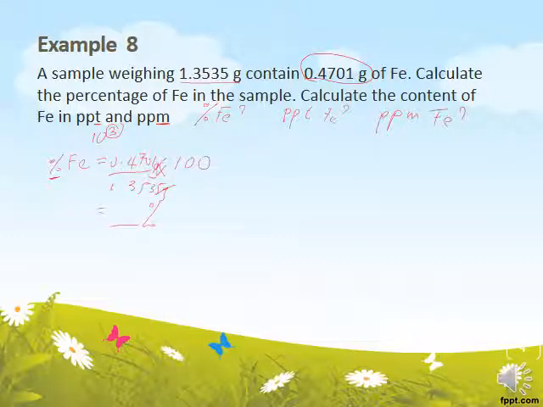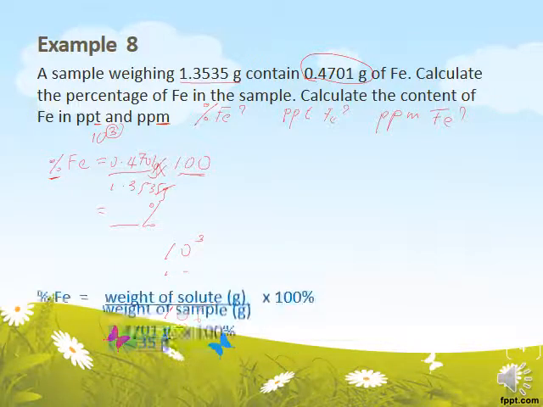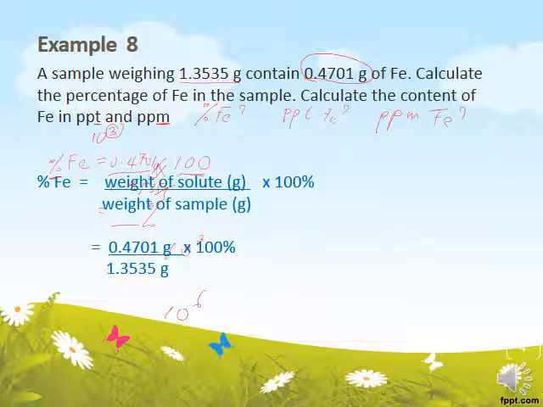How to solve parts per thousand and parts per million? Also follow the definition. The definition is 1000, so this one is replaced by 10 power of 3, and this one is replaced with 10 power of 6. Now let's see the answer. This is for the percentage just now. So you solve here. The percentage, calculate on your own.